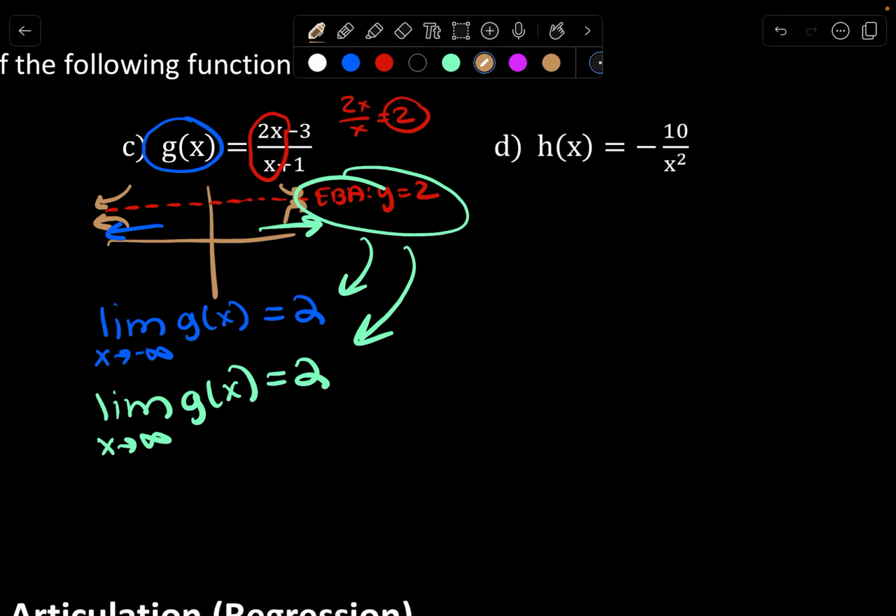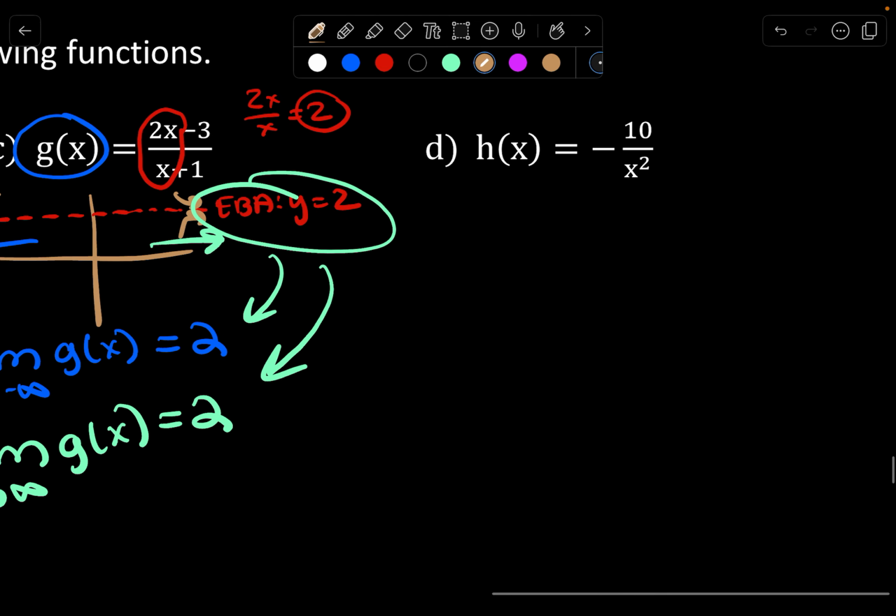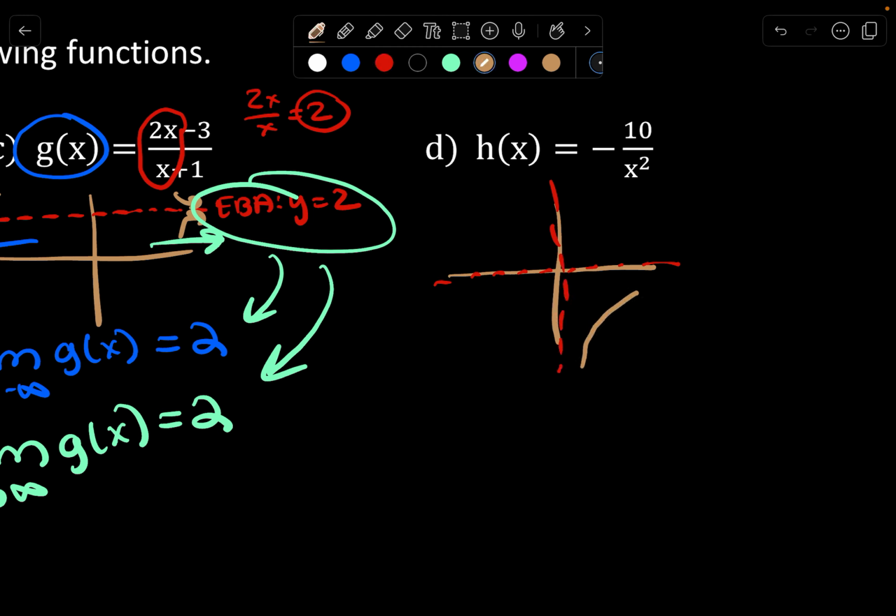And the last one, for h of x, we have negative 10 over x squared. If you think back to your parent functions, this is x squared. So again, there is a vertical asymptote, but we don't really care about that. And we know that for this one, it's going to be reflected. So we have both curves down here. But for this one, the EBA is going to be y equals 0. So that's what we will use for this one.